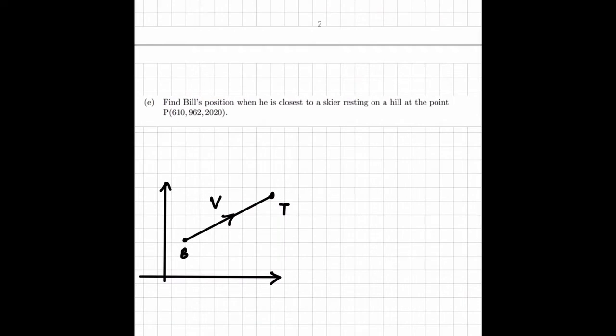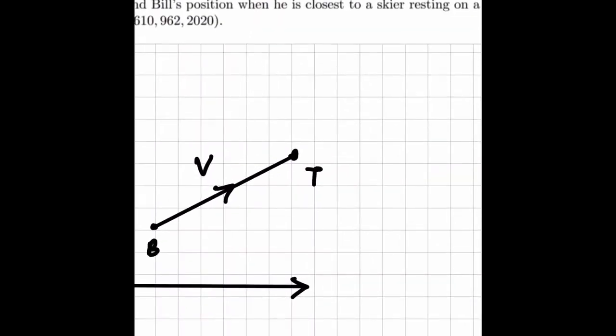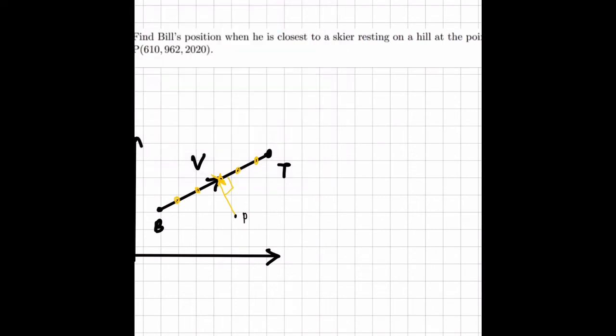Now for the next question, it asks to find Bill's position when he is closest to a skier resting on a hill at the point P. So on Bill's way from the base station to the top station, he is closest to a point P, let's say it's here, and we want to know when he is closest. So Bill could be here, here, here, or anywhere on this line, but the point where Bill will be closest to P is when he is perpendicular to P. And to find that, we need to use the formula A dot B equals 0.